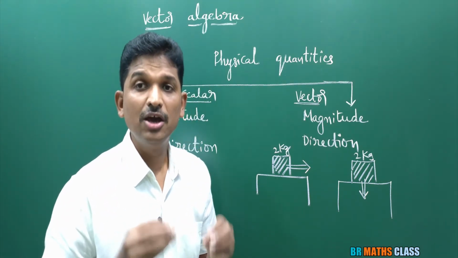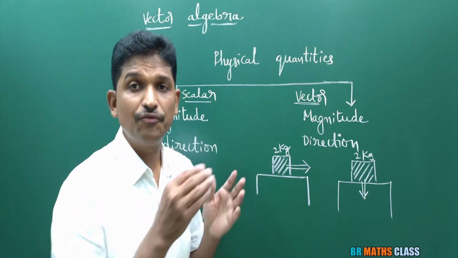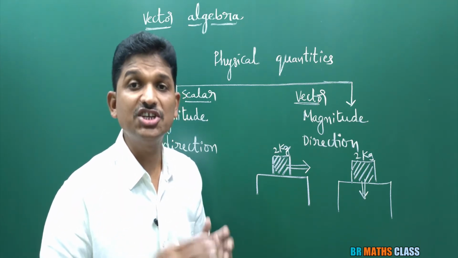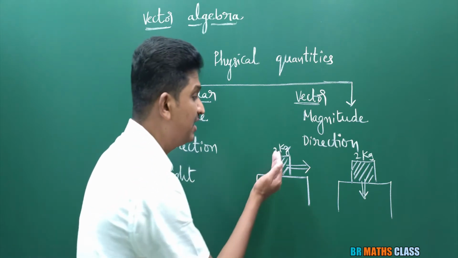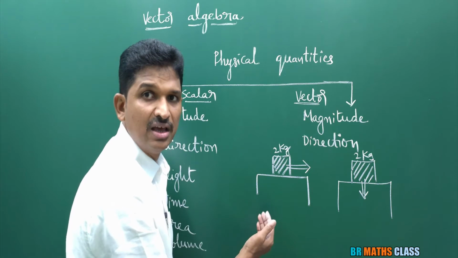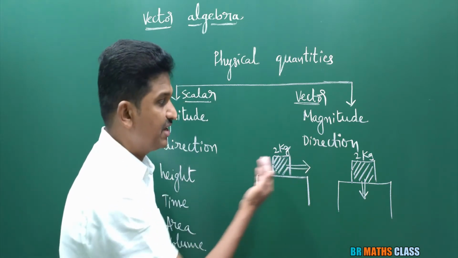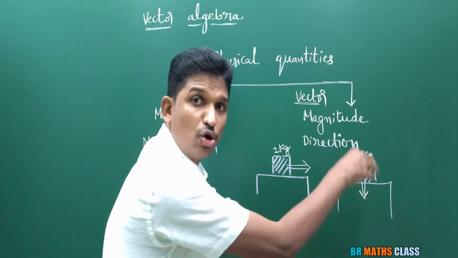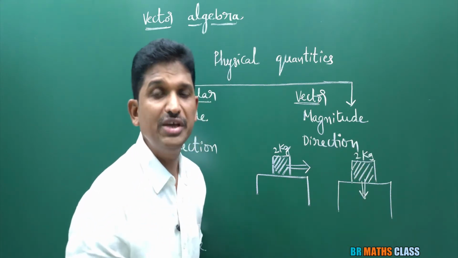So what I am trying to say here is, there is an object. If I apply 4 Newtons of force on it, where it moves, for that, direction is needed or not? If I apply this force towards the right side, the object moves towards the right side. If I apply force towards the left side, then the object moves towards the left side. If I apply force towards the downward direction, then the object is not moving anywhere.